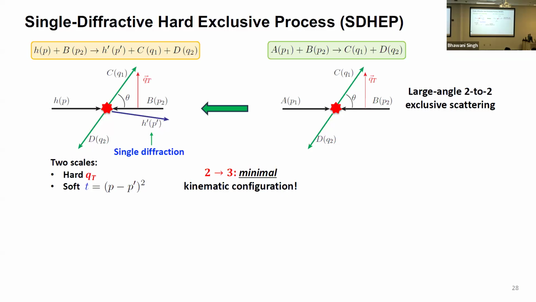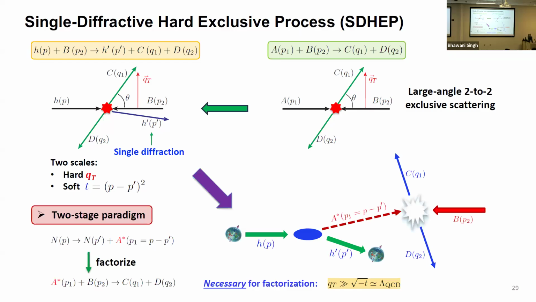Therefore, the minimal kinematics for studying GPDs must be a 2 to 3 process, because to have a GPD, you need a single diffraction from H to H prime. On the other hand, to apply QCD to factorize this process into a GPD, you need a hard scale. That requires at least the two particles, C and D, which give us the large and balancing transverse momentum. This two-scale feature then motivates a physical picture.